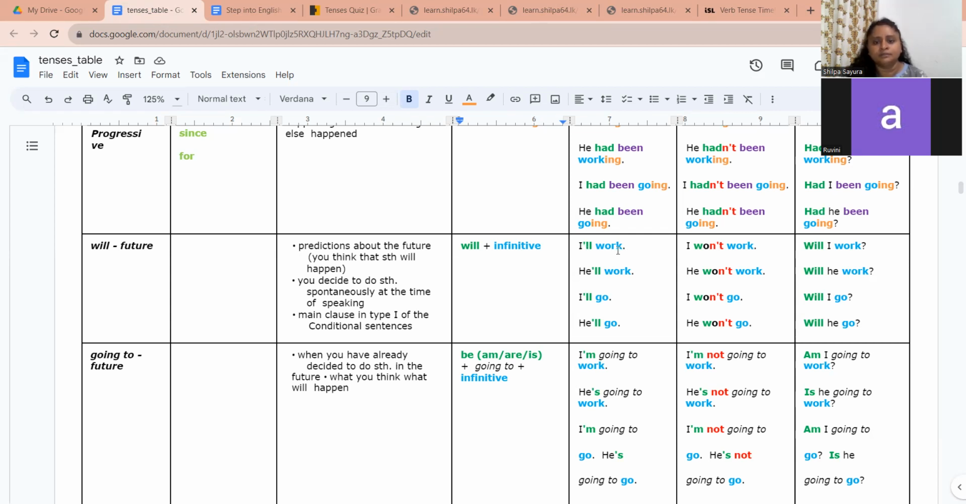I'll work. I won't work. Will not, short form is won't. I won't work. He will work. So you see the beauty of this is you do not change to the infinitive verb here. I will go, I'll go, I won't go, I will not go.